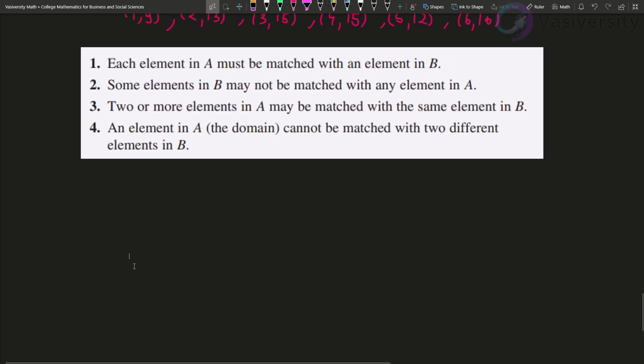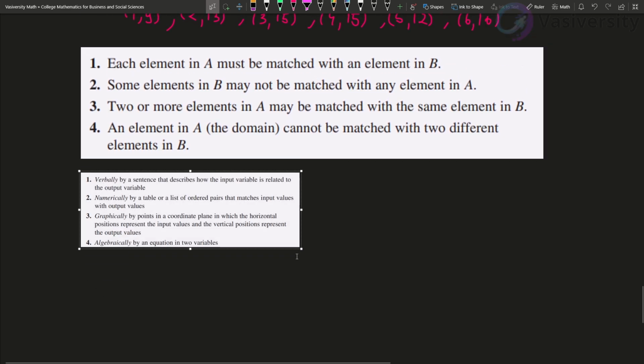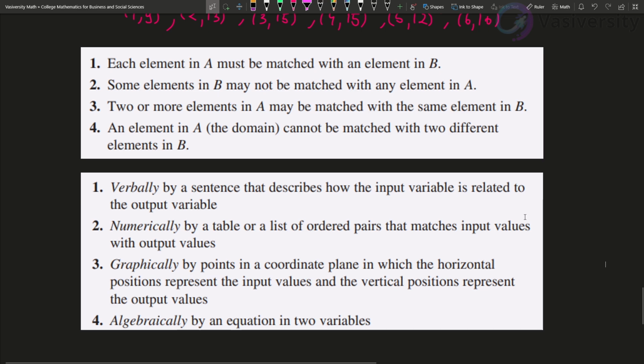So how can we also define it? We can define it, of course, verbally, like we did here. Verbally, that is by a sentence that describes how the input variable is related to the output variable. Numerically, so very often in industries, in engineering and in other sciences, the numerical way is by table. So essentially, you would have a table of data, and you would have to connect the data from the inputs to the outputs, analyze it and understand what each relation means. And as well, you would have to graph it by points. So, for example, one of the well-known software tools is Excel.